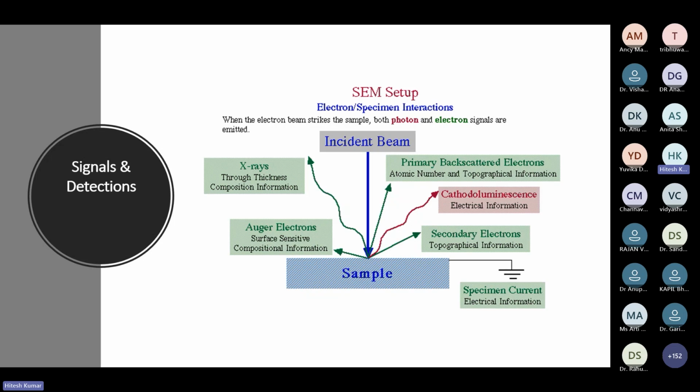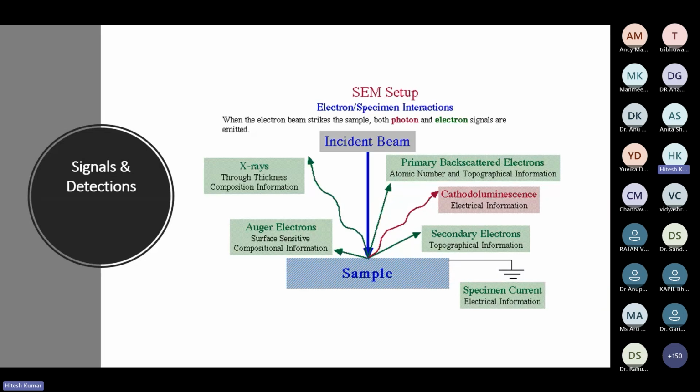But if you want to see what type of phases are there, whether a single-phase system or a two-phase system, then you have to go for the backscattered electrons. What's the difference? In secondary electrons, you have an inelastic collision, so whatever information you get, you get from the surface. The interaction volume of the bombarded electrons with your specimen is quite low, so you get the information from the surface.